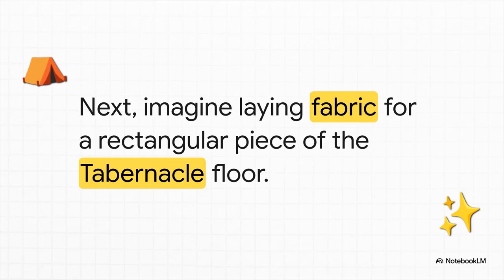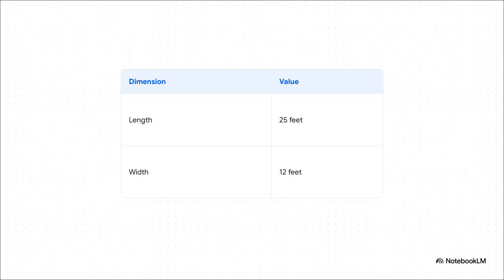This time, the setting shifts to the Tabernacle. That's the portable sanctuary from the book of Exodus. The problem here is about putting down a piece of fabric for the flooring. So for this sacred tent, we get a completely new set of dimensions. This piece of fabric is 25 feet long and 12 feet wide. The numbers are different, so let's see what happens when we do the math.